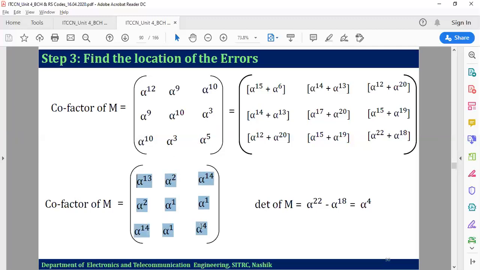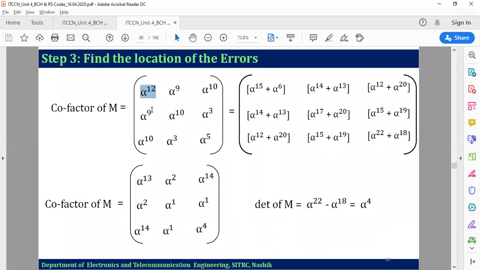So is this your cofactor of m? Please tell me. What is your cofactor of m? Is it correct? Have you got the answer of cofactor of m? Has anyone got the answer of cofactor of m? It is very simple. It will be simply what? Alpha 12.